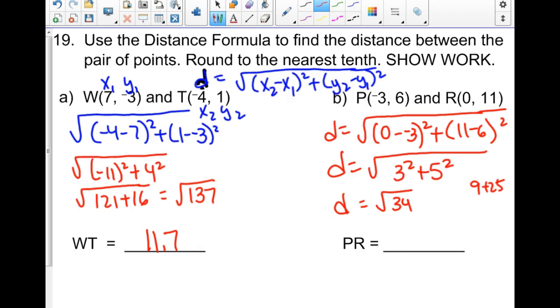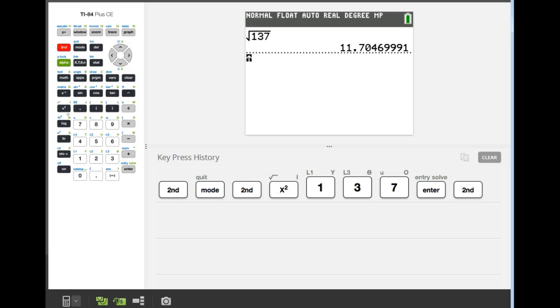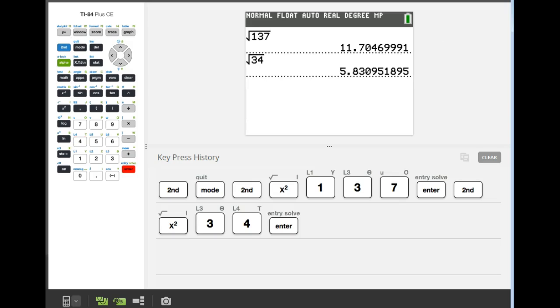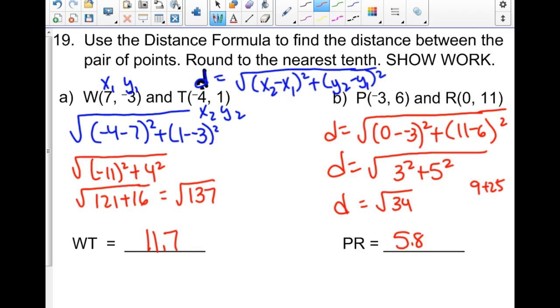So then you take the square root of 34, and approximate it to, say if it said to the nearest hundredth, that'd be 5.83. I went to the nearest tenth on the last one. Oh, this says to go to the tenth, so you drop that off, 5.8.